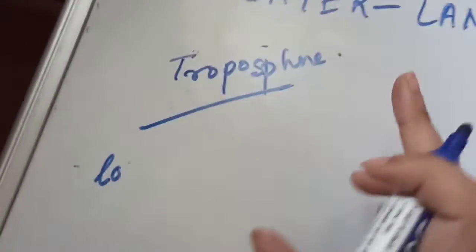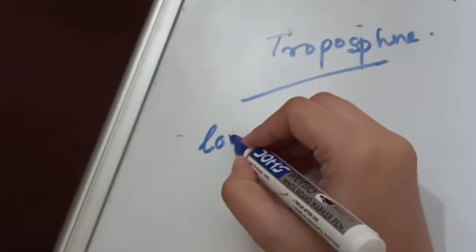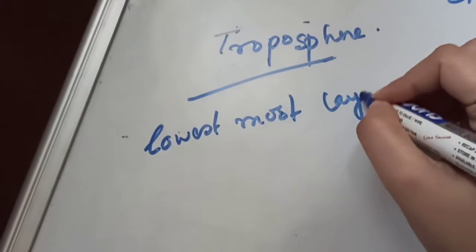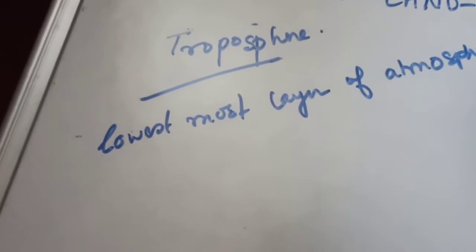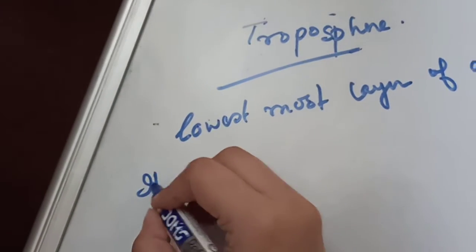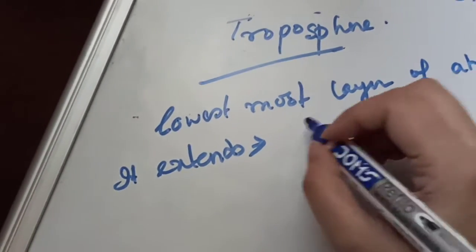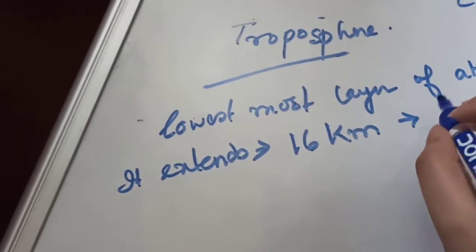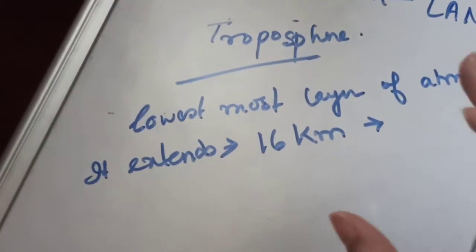The lowermost layer of the atmosphere is the troposphere, and this is the first layer of the atmosphere too. This troposphere extends up to a height of about 16 km from the surface of the earth.